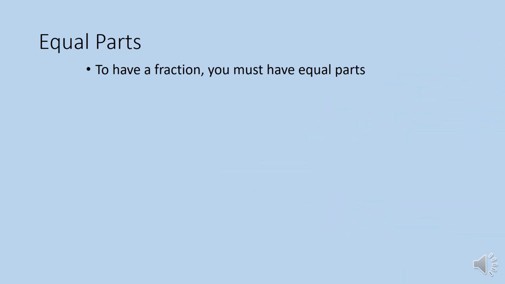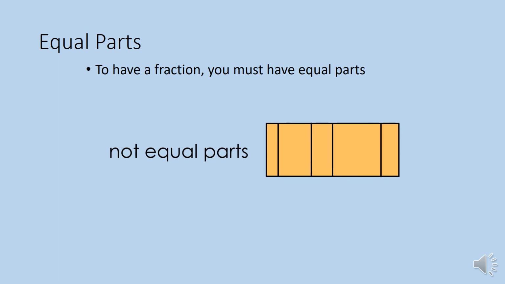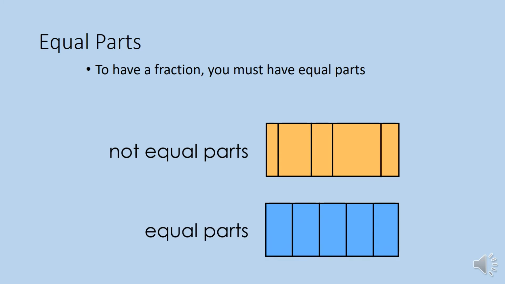To have a fraction, you must have equal parts first, and they have to be exactly equal. Look at this rectangle. Is it divided into equal parts? I don't think so. The parts are not equal. However, this rectangle is divided into 5 exactly equal parts, so we can find the fraction of each part.